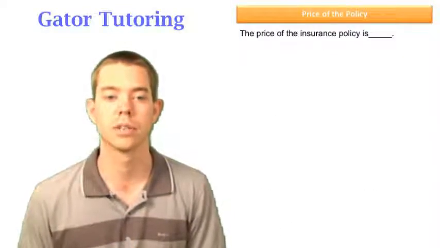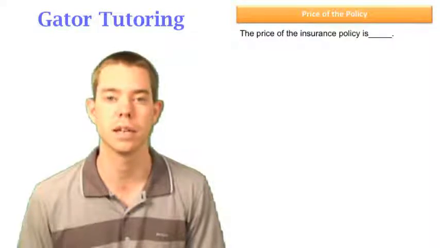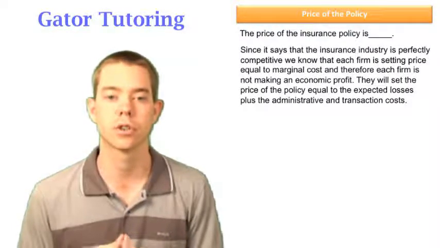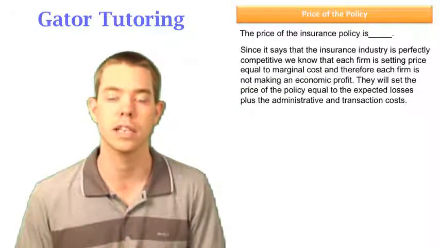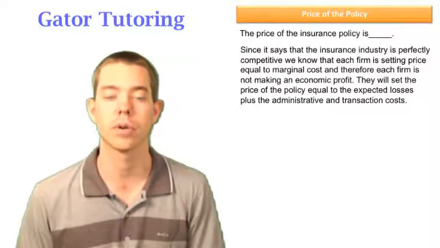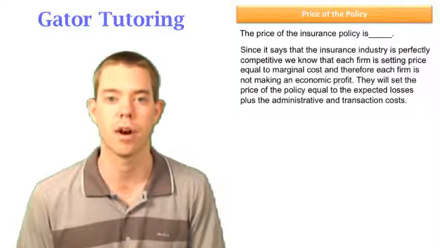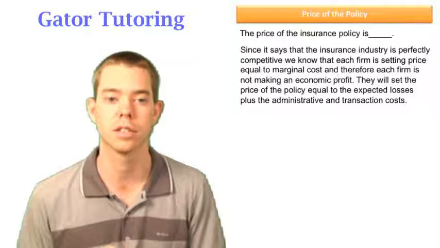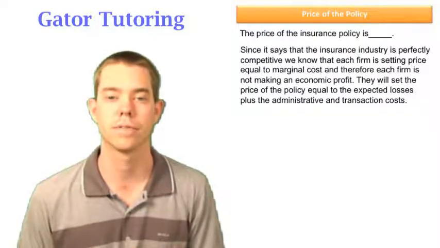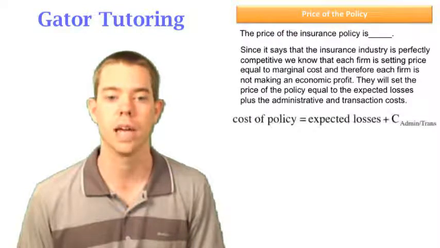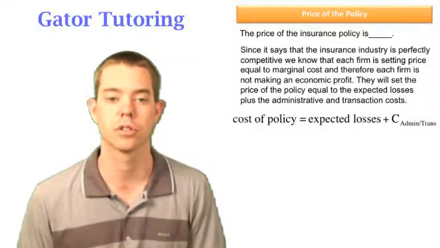The next question says, the price of the insurance policy is blank. Well, since it says that the insurance industry is perfectly competitive, we know that each firm is setting price equal to marginal cost. Therefore, each firm is not making an economic profit. They will set the price of the policy equal to the expected losses plus any administrative and transaction cost. And it defined that in the problem. It gave it to us. So the cost of the policy, again, is expected losses plus any administrative and transaction cost.